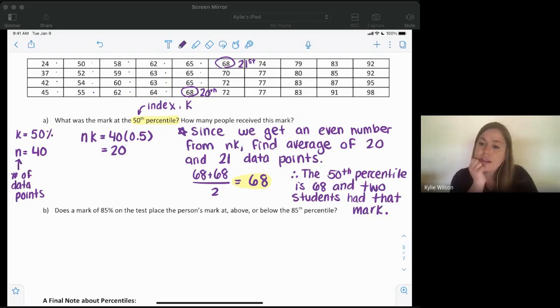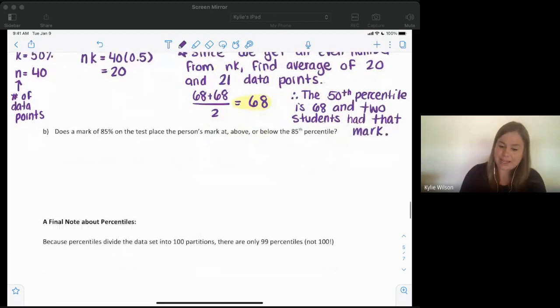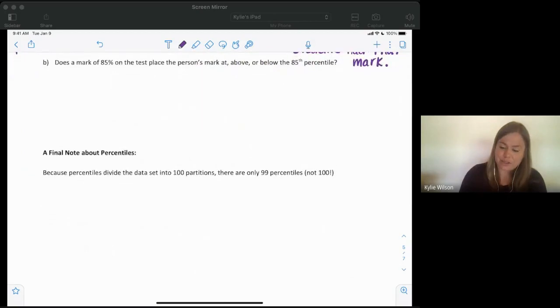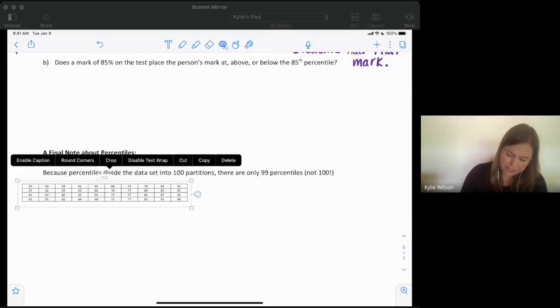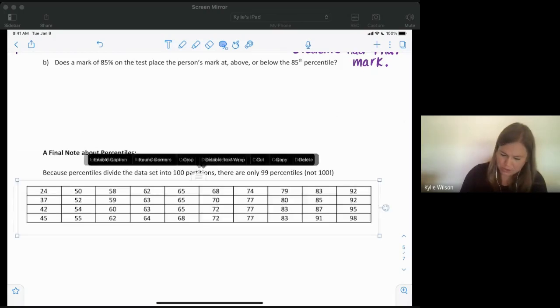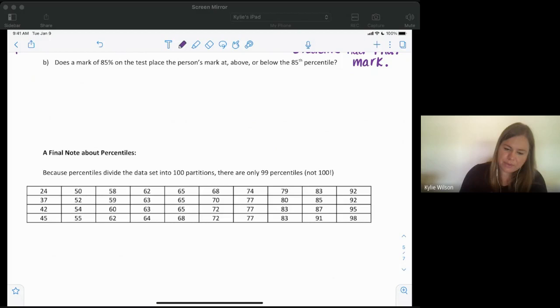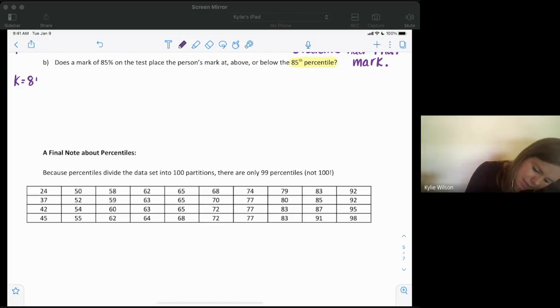All right, let's do one more example, then that's it. So this last one, I'm just going to quickly paste that chart down here again so we don't have to keep scrolling up. So the question is, does a mark of 85% on the test place the person's mark at, above, or below the 85th percentile? So we're looking for the mark at the 85th percentile, and then from there we can determine whether or not the mark of 85 is above, below, where it sits. So let's find this 85th percentile. So that would mean that our K value is 85%.